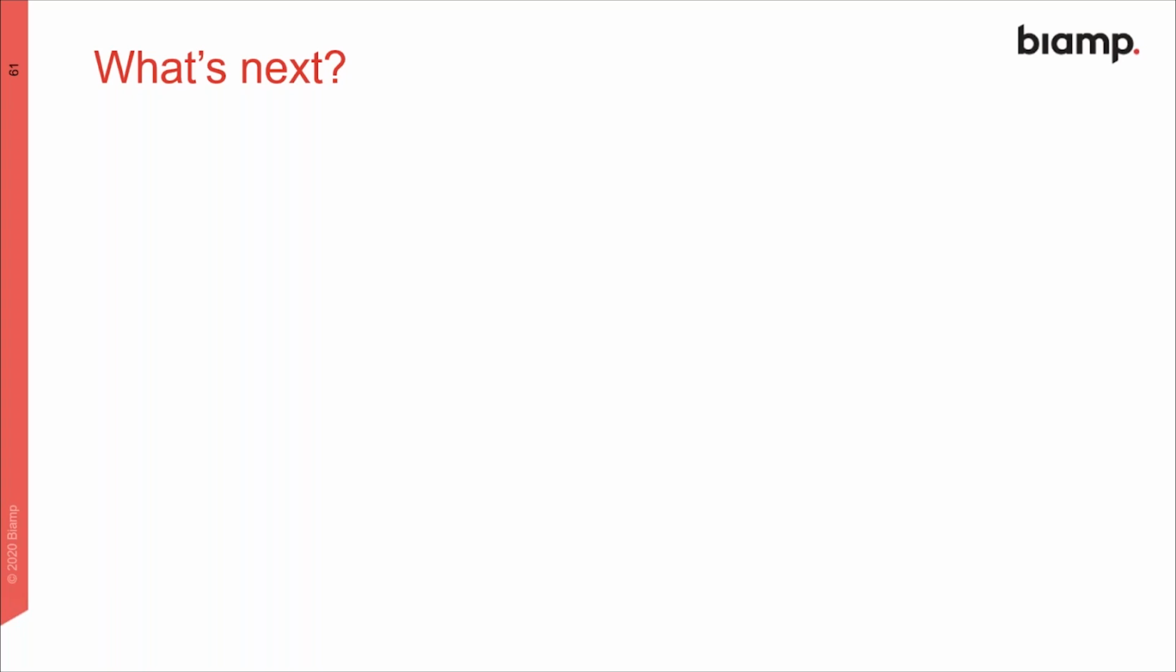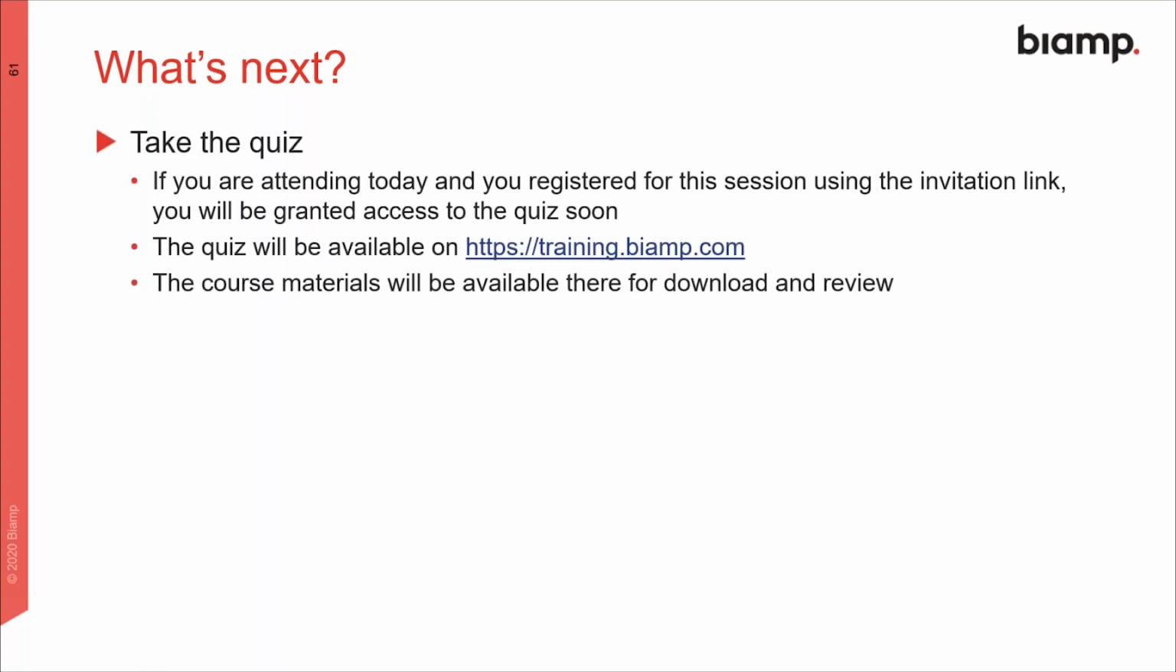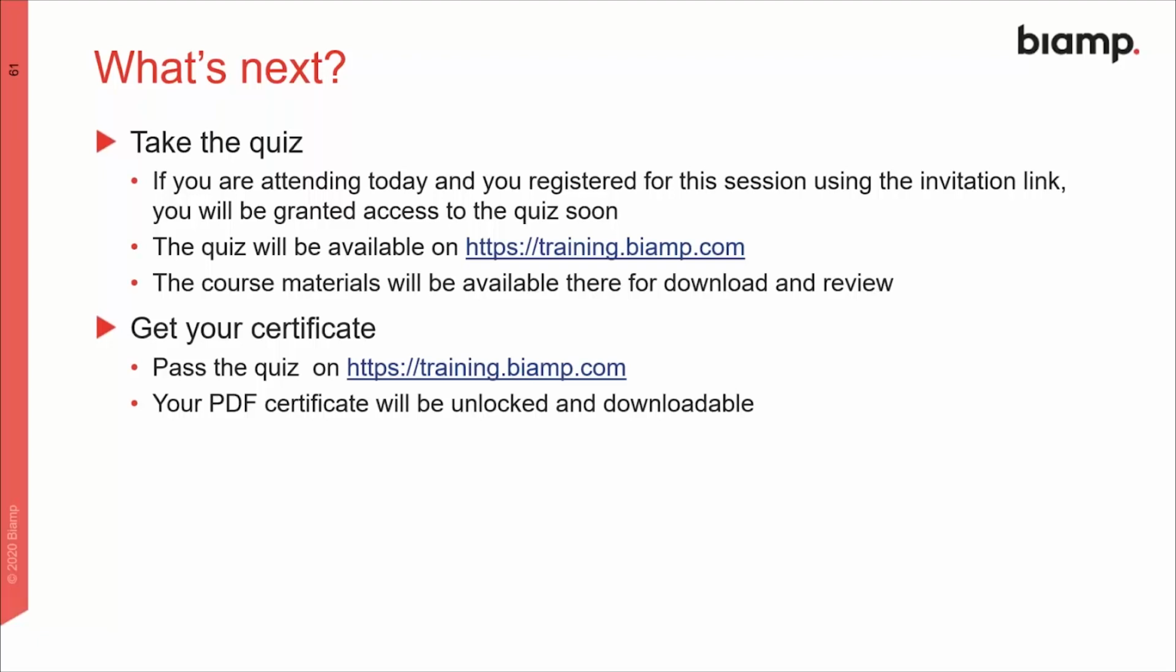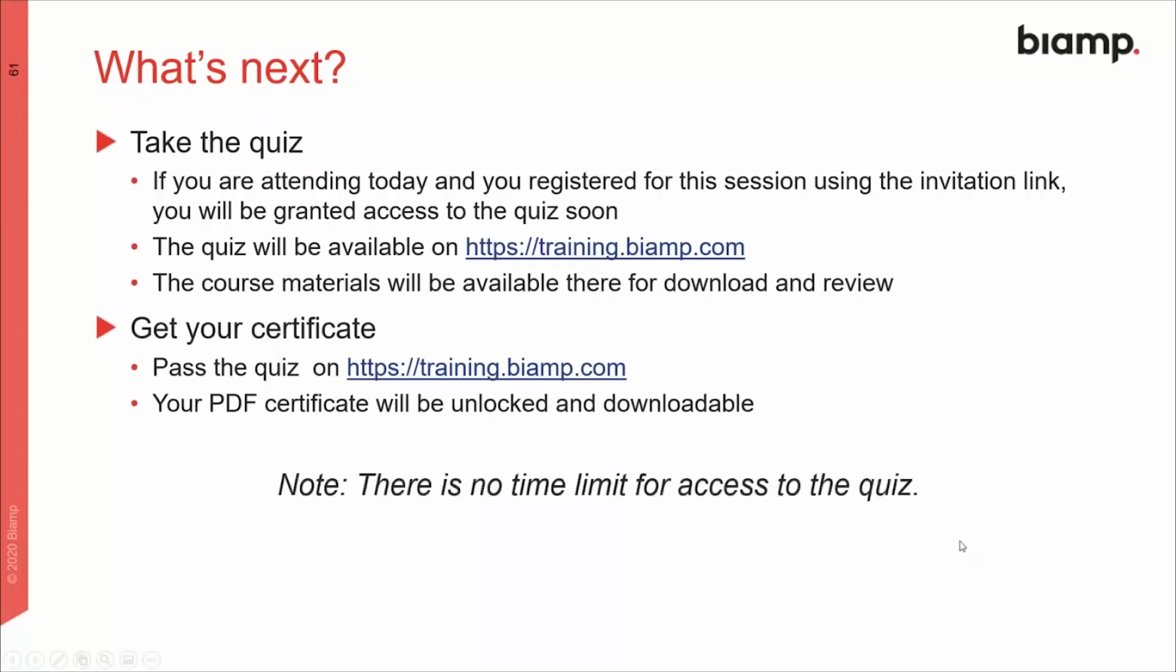I'll also explain that to get a proper certificate, you will have to head over to the training website. If you are attending today and you're registered for this session, you will be able to access the quiz on the training website, training.biamp.com. It also allows you access to the full course. Of course, you don't have to take that course now. You can simply directly attempt the quiz. And once you pass the quiz, you will unlock your certificate. The course materials and everything that's available, so you can do a review. You can obviously use the handout that we have here on the console. You can download it under the handout section. And there is no time limit, so do it at your own pace.